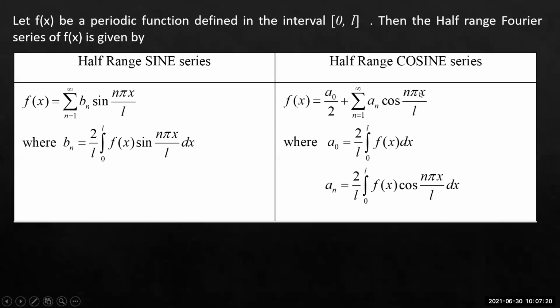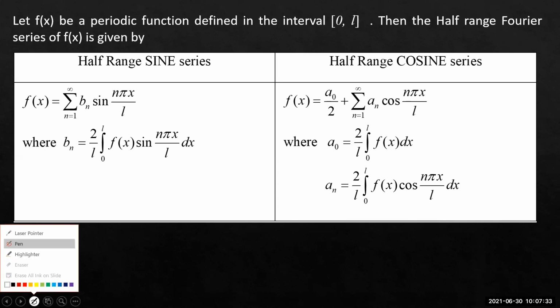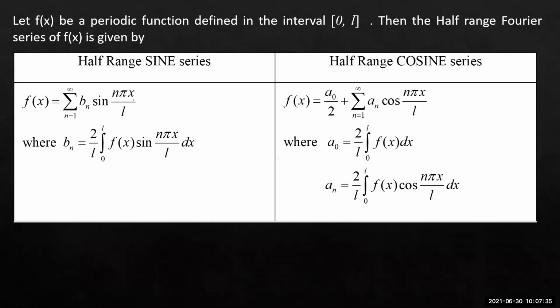I hope you remember, when it is the half range sine series, it includes only sine terms, and when it is the half range cosine series, it includes only cosine terms, right? That's how, as you can see here, when it is the half range sine series, f of x is equals to summation bn into sine n pi x by l.